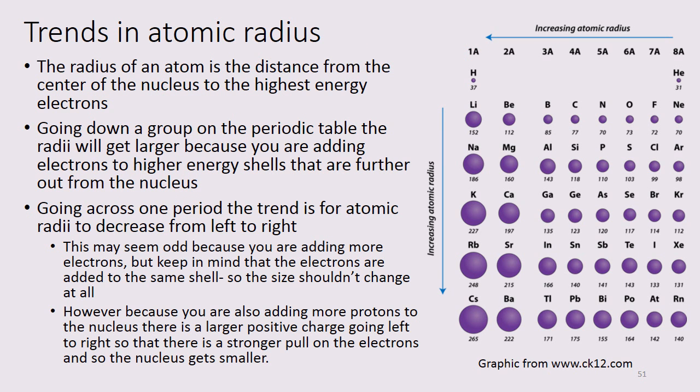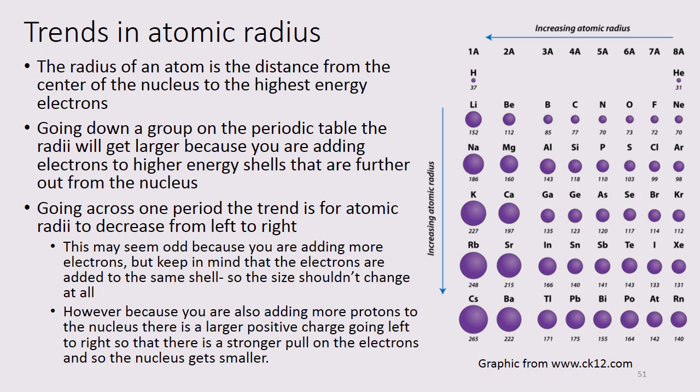Another thing that you can understand from looking at the periodic table is atomic radius. The radius of an atom is just defined as the distance from the center of the nucleus to the highest energy electron. So what's the distance from the center to the outside?